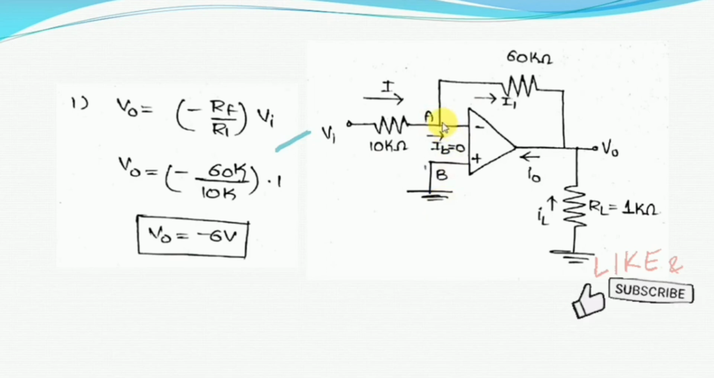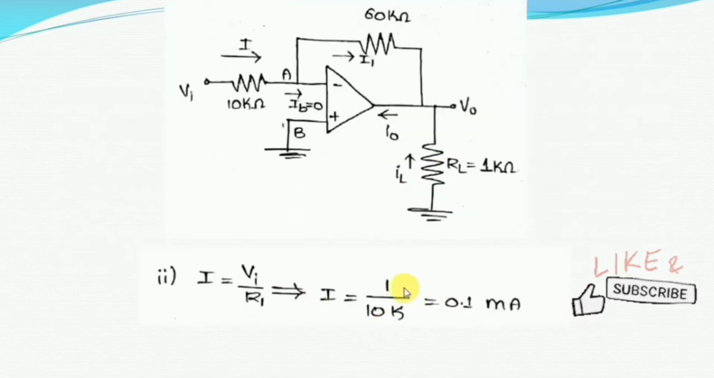So we can write the current flowing through the resistor 10 kilo ohms as Vi minus 0 by 10K. Okay, so Vi they have given as 1 volt. So 1 by 10K, which is equal to 0.1 milliamperes. So this is the procedure how to find out the current flowing through the resistor 10 kilo ohms.